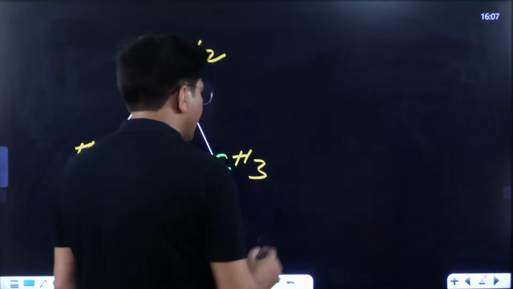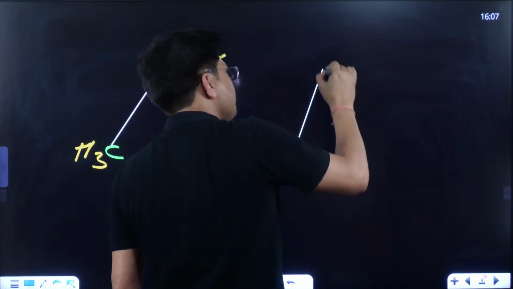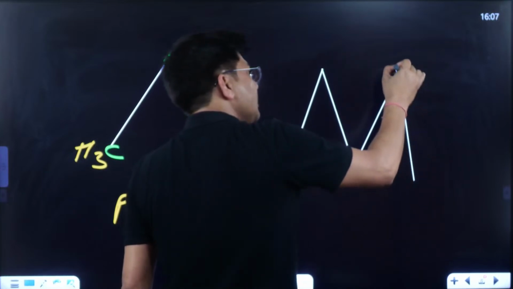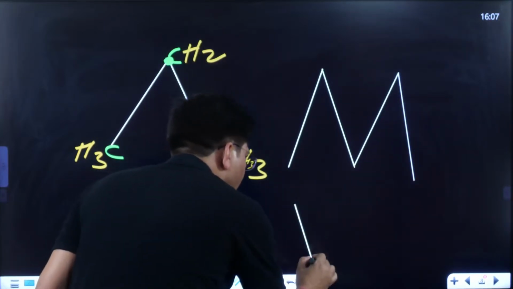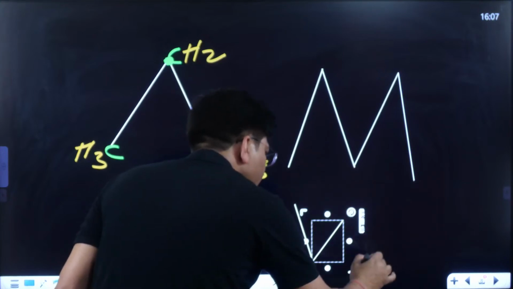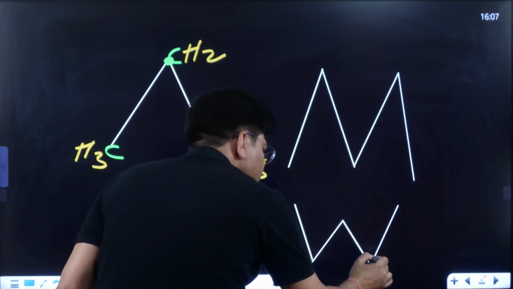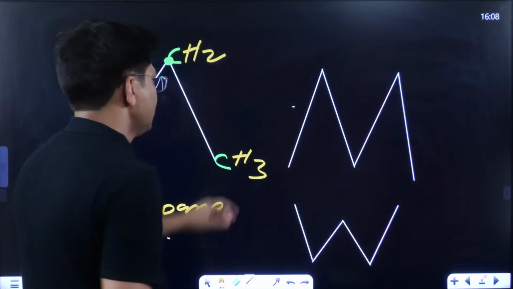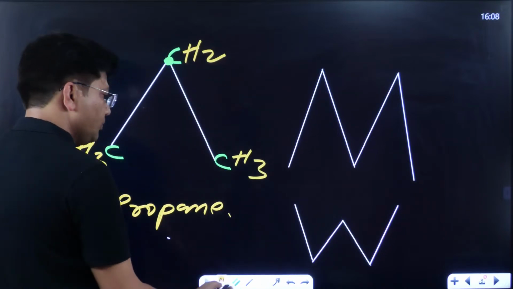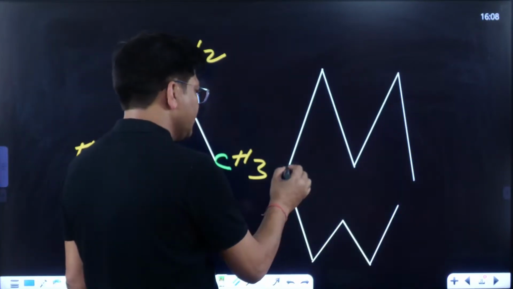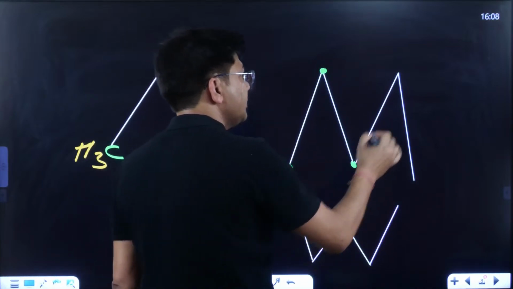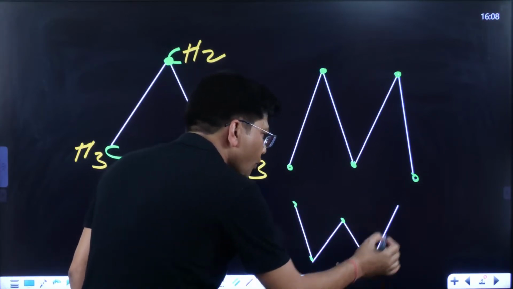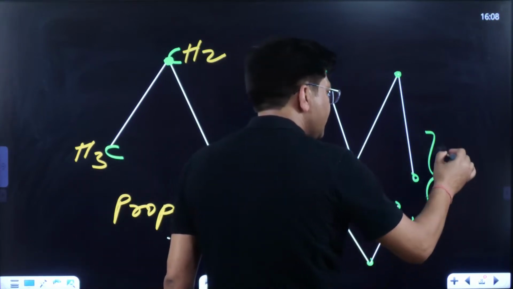Now if I draw a compound like this, if I draw M, or if I draw W, kids, in English this is M, that is W, but chemistry says either M or W, we mean the same thing. And see 1 carbon, 2 carbon, 3 carbon, 4 carbon, and 5 carbon. Here also 1, 2, 3, 4, 5. Both of them are pentane.